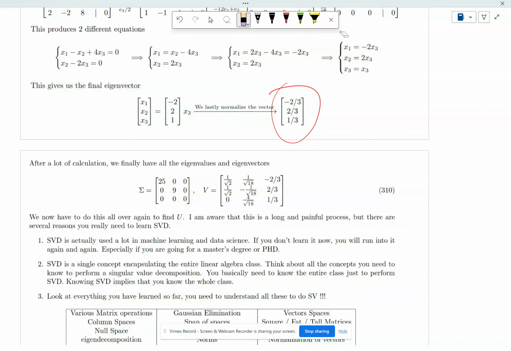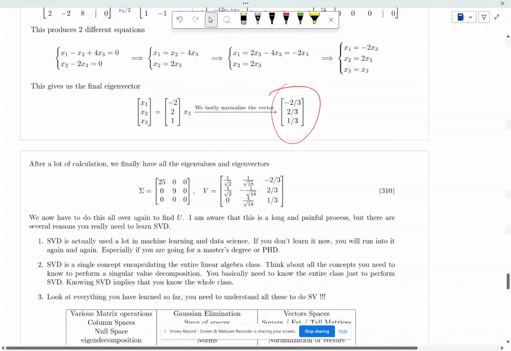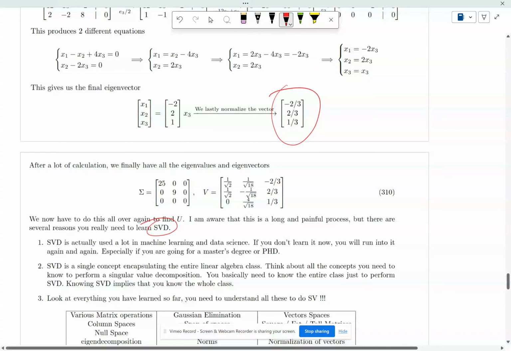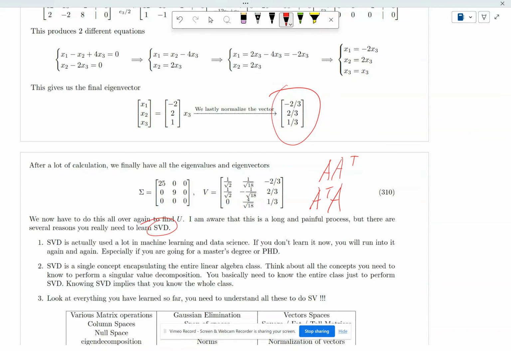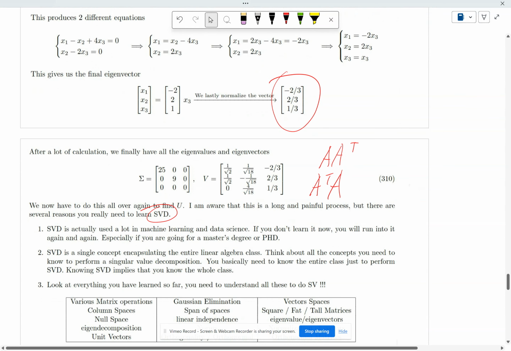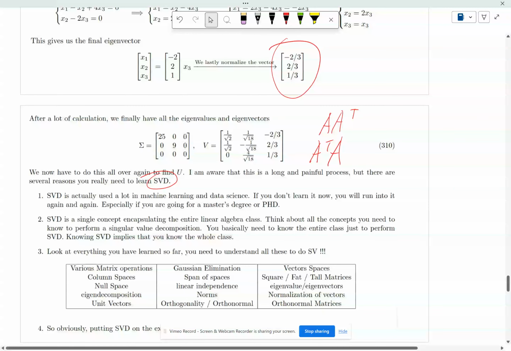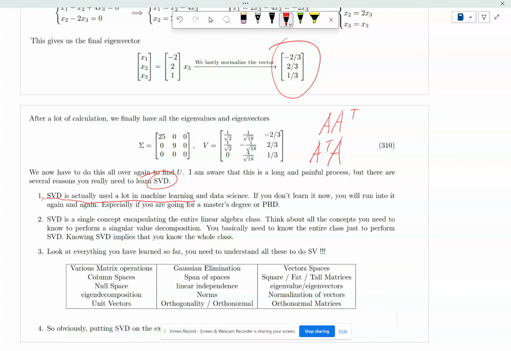So basically, SVD, singular value decomposition, is just eigendecomposition done twice. One time for A A transpose, another for A transpose A. Now, this is a pain. SVD is used quite a bit in machine learning. In machine learning, we actually work very hard to make the matrix symmetric so we deal with eigendecomposition. But there are definitely times that it's not symmetric.